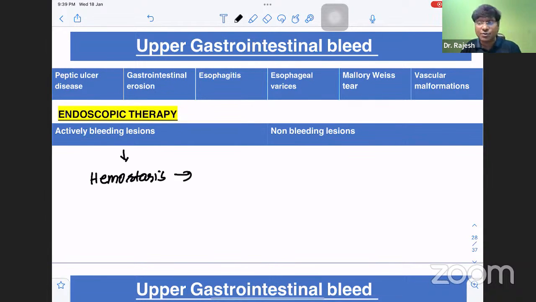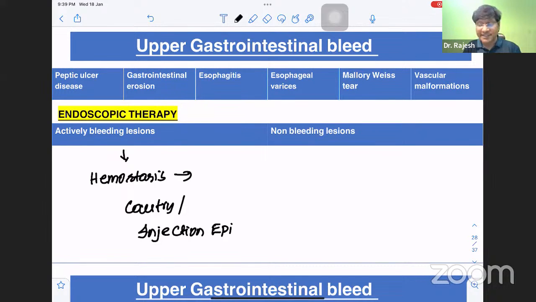You have to achieve the hemostasis with endoscopic modalities, like you have to do cautery, right? Or you have to give the injection of epinephrine, or you need to place the endoclips. Okay, so that is for bleeding lesion.